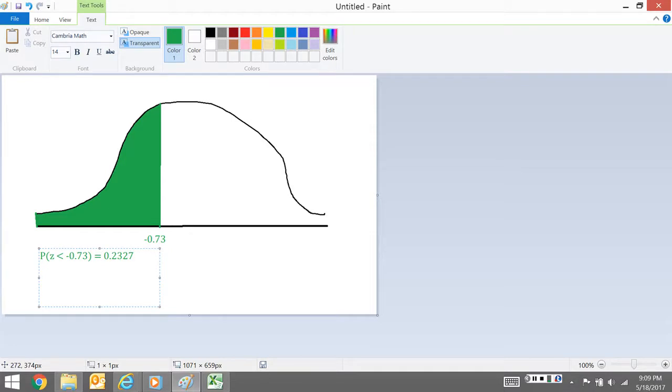So when we're looking for the left, nice and easy, just look it up. If we need a value that's not to the left, it gets a little bit more complicated, and I have videos on each of those situations as well.